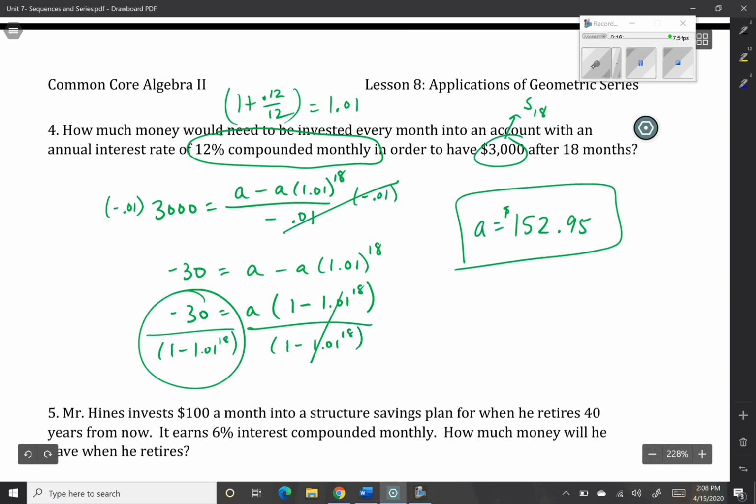So to create a monthly payment in 18 months to make $3,000 with this compounding interest, I would have to put in $152.95. So we can use this and kind of think of a savings plan.